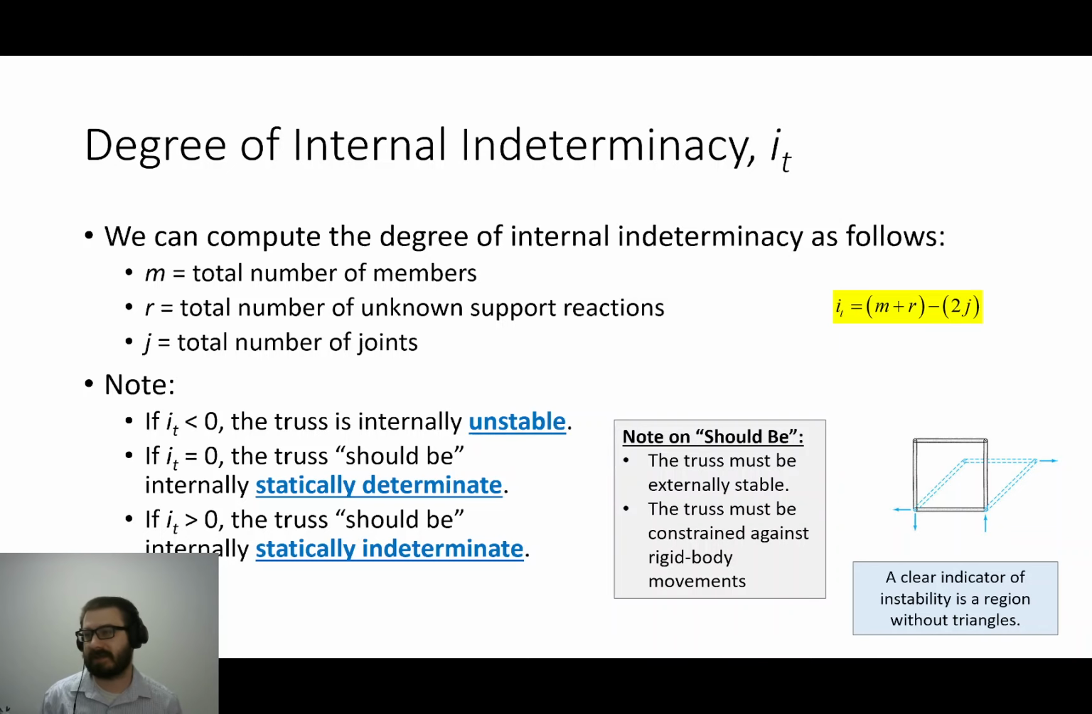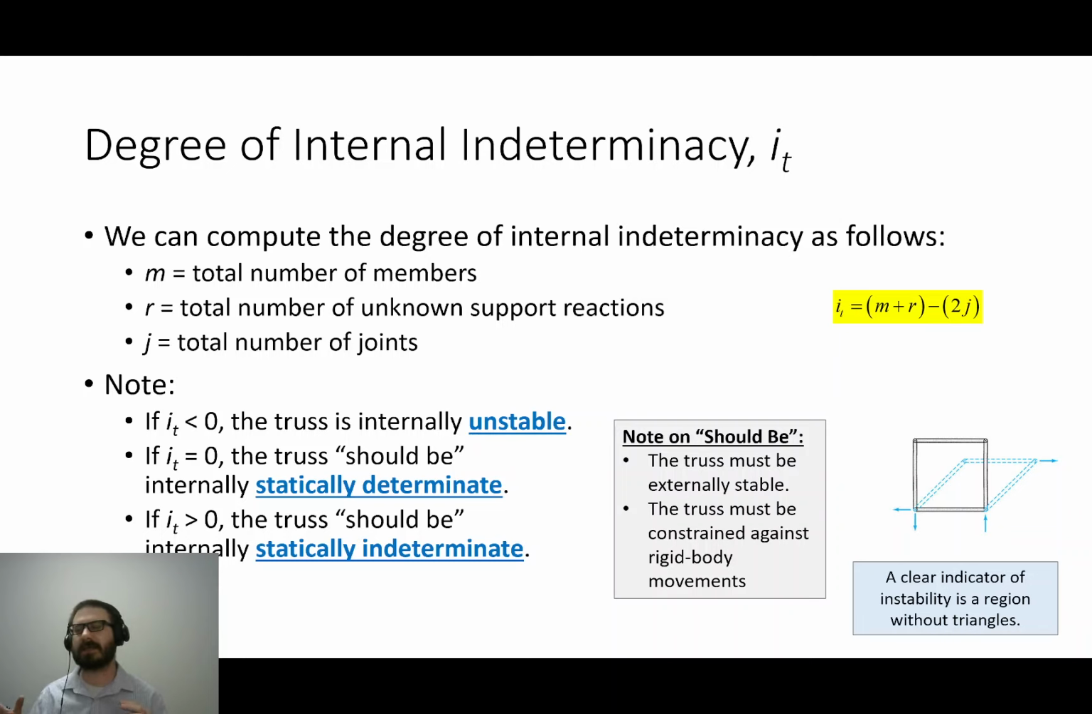In order for a truss to be internally stable, there are two characteristics that must be maintained. The first is that if the truss is going to be internally stable, it has to be externally stable. So you must have a non-negative I sub E, and the truss must satisfy the conditions of external stability. But the second is that the truss must be constrained against rigid body movements. That is sometimes a little bit hard to describe geometrically or mathematically, but a key giveaway that a structure is internally unstable is when you have a structure that looks like this here on the slide.